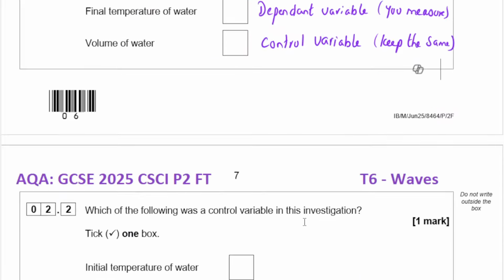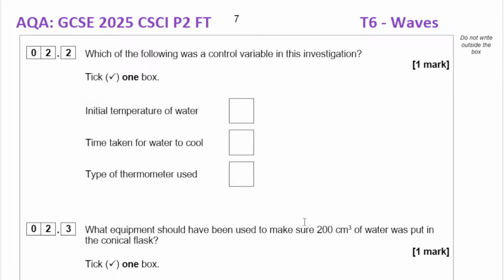Next part of the question, 2.2. Which of the following was a control variable? The initial temperature of the water was also the control variable because you started at 80 for each of them. The type of thermometer used. Now, the type of thermometer used was the digital thermometer. Let's have a look.